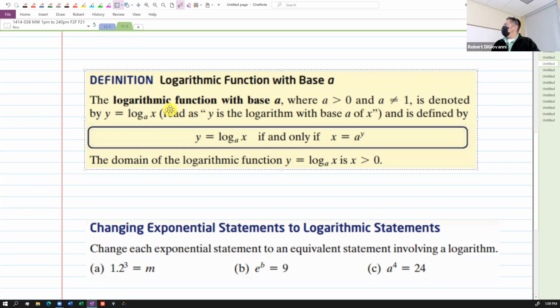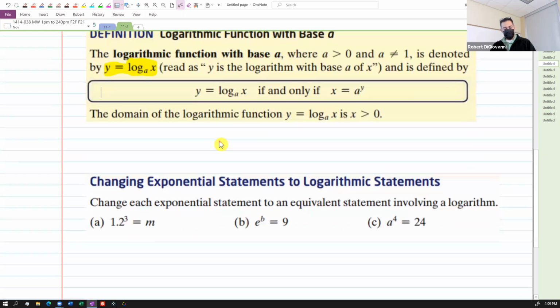So this logarithmic function is denoted with this. Okay, so this is the new notation right here. We write log, we put a subscript a and then x. And the way you read this is y is the logarithm with base a of x. All right, this is just notation. And now I need to explain to you what it means. What does this notation mean?